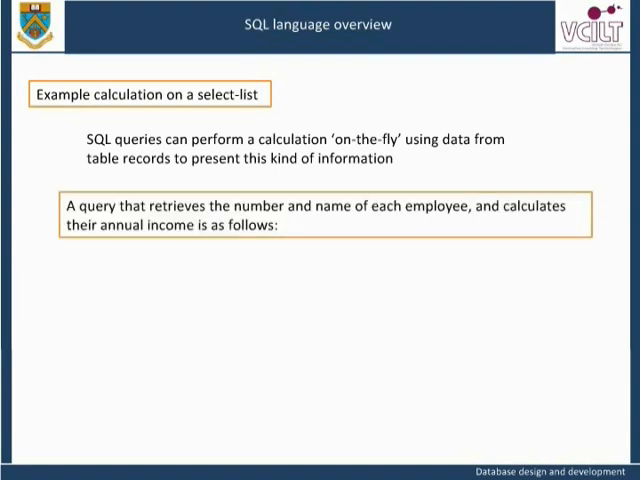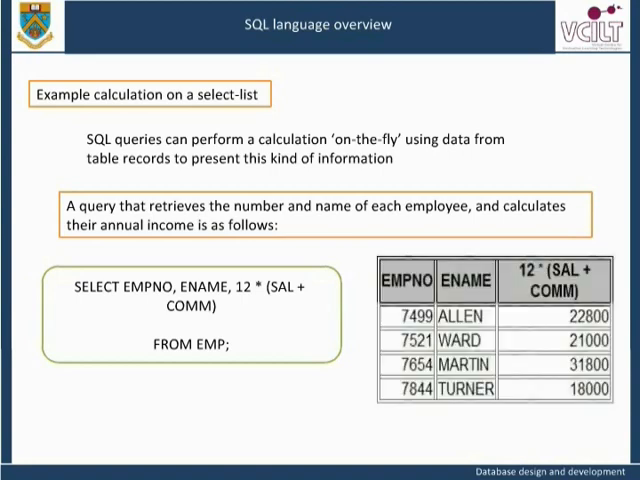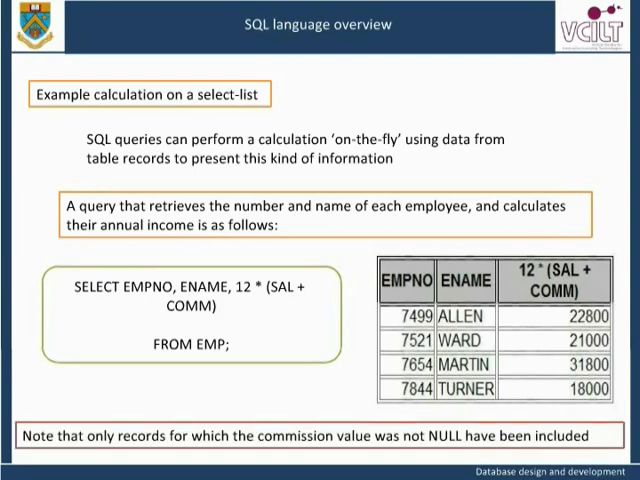A query that retrieves the number and name of each employee and calculates their annual income is as follows. Select employee number, employee name, 12 times salary plus commission from employee. The calculation here adds the monthly commission to the salary and then multiplies the result by 12 to obtain the total annual income. Notice that only records for which the commission value was not null have been included. This issue is discussed later in the unit.